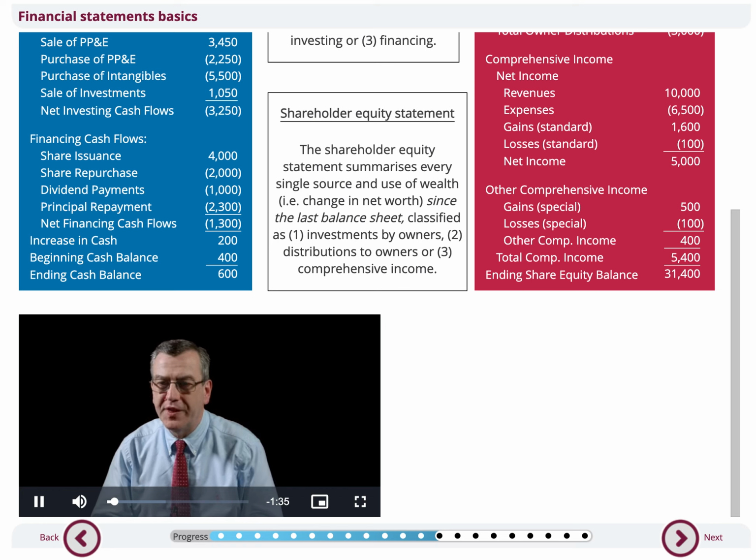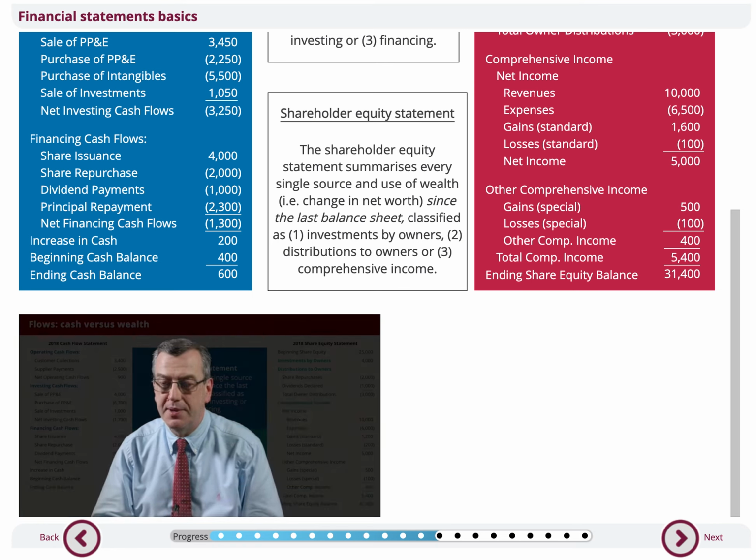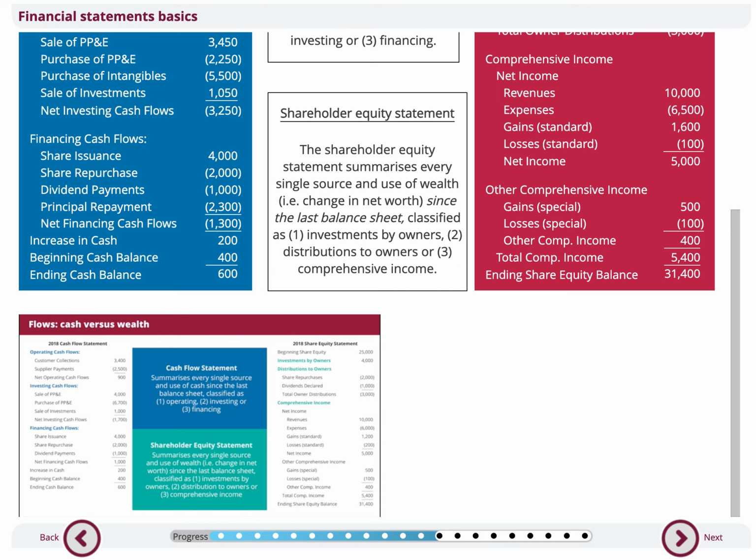I want to make sure that you're comfortable with the difference between the cash flow statement and the wealth flow statement. So if we look at these two statements, we can see the shareholder equity statement says investments by owners $4,000. So that means that the company is asserting that since the last balance sheet, it had a wealth inflow of $4,000 due to investments by owners. Now, do we know the form of the wealth that the company received? How would we figure that out? Because the shareholder equity statement only tells us that there was a wealth inflow, it doesn't tell us the form of the wealth. Well, that's where the cash flow statement comes in.